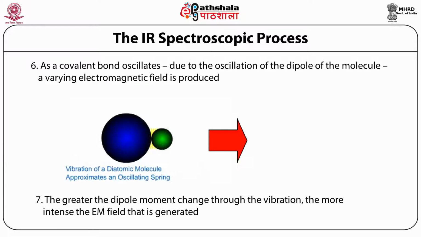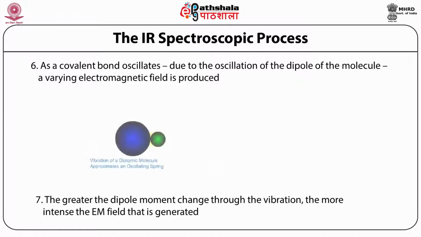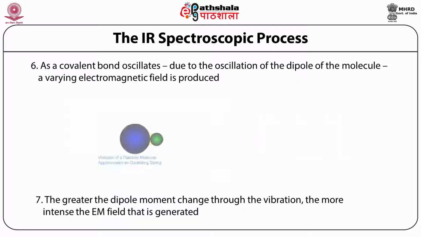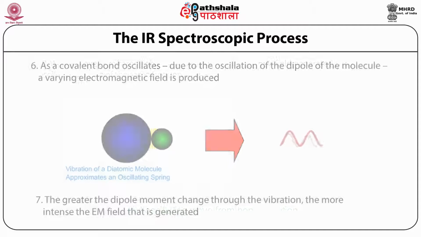Here I show you that the covalent bond oscillates due to the oscillation of the dipole of the molecule, and a varying electromagnetic field is produced. You can see here the vibration of a diatomic molecule approximates an oscillating spring. The greater the dipole moment changes through the vibration, the more intense the electromagnetic field that is generated. So this animation clearly shows what kind of oscillation occurs along a covalent bond.